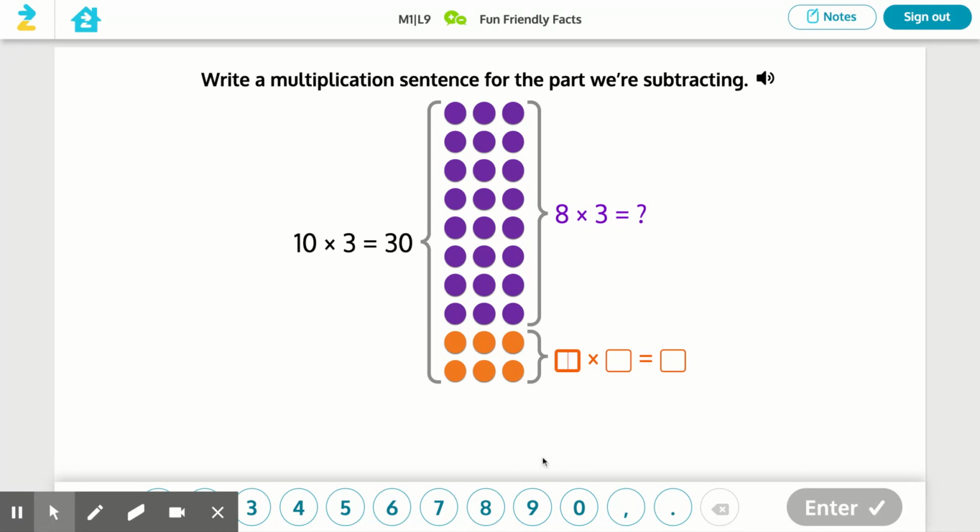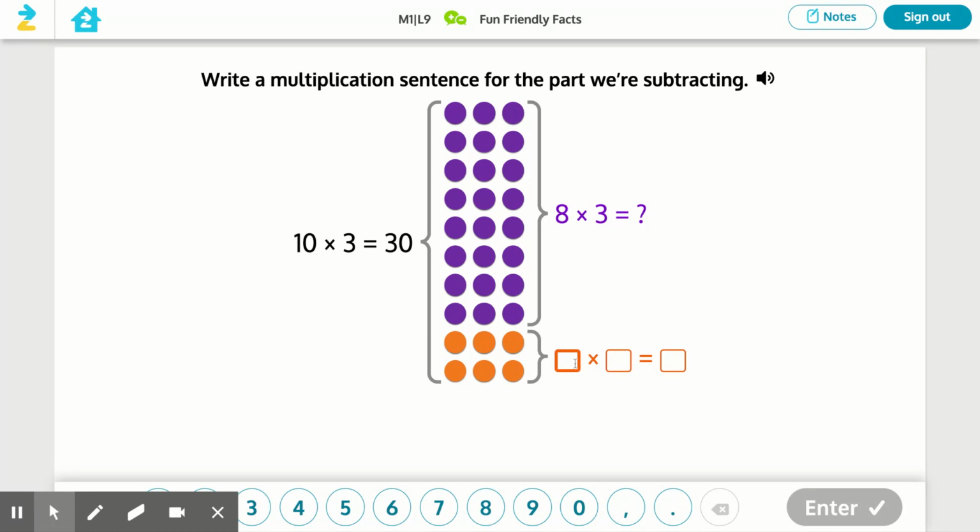All right, guys, so let's look at our orange counters. We're now about to subtract, but I need to know what's the multiplication sentence or the multiplication equation for the part that is going to be subtracted. That is just the orange counters. Write an equation that represents the orange counters in your Nearpod now.